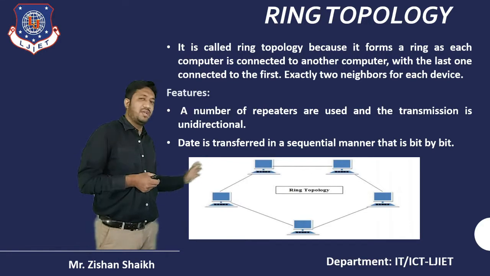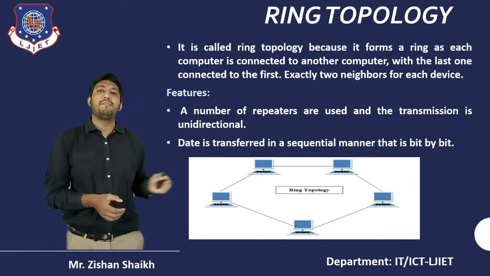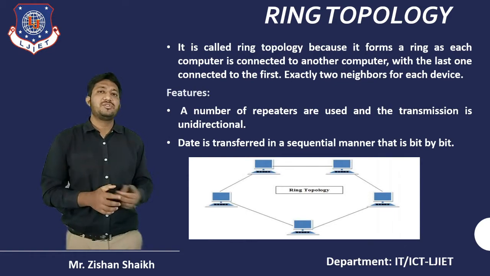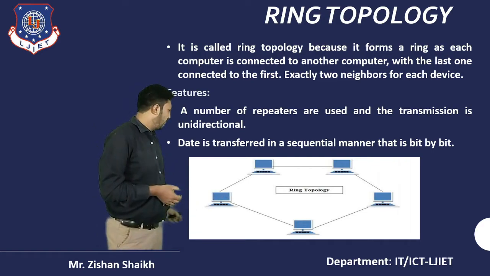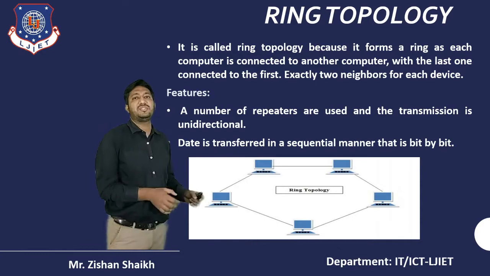Each device is connected with two other devices. What are the features of this topology? A number of repeaters are used and the transmission is unidirectional. Data transfer is also very efficient because each and every device can be connected with the others.